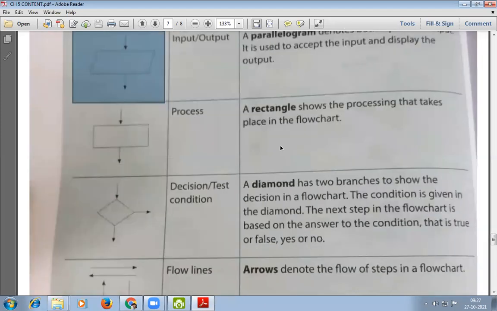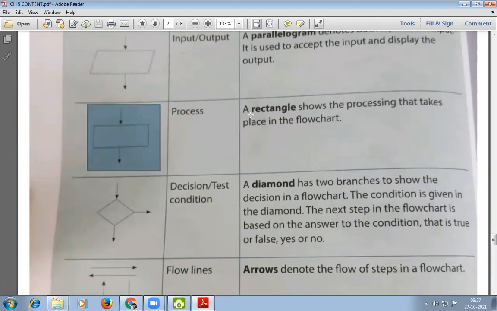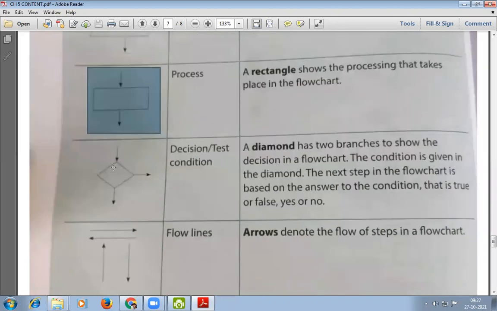Next one, this symbol represents process. A rectangle shows the processing that takes place in a flowchart. This one represents the processing that takes place in the flowchart.